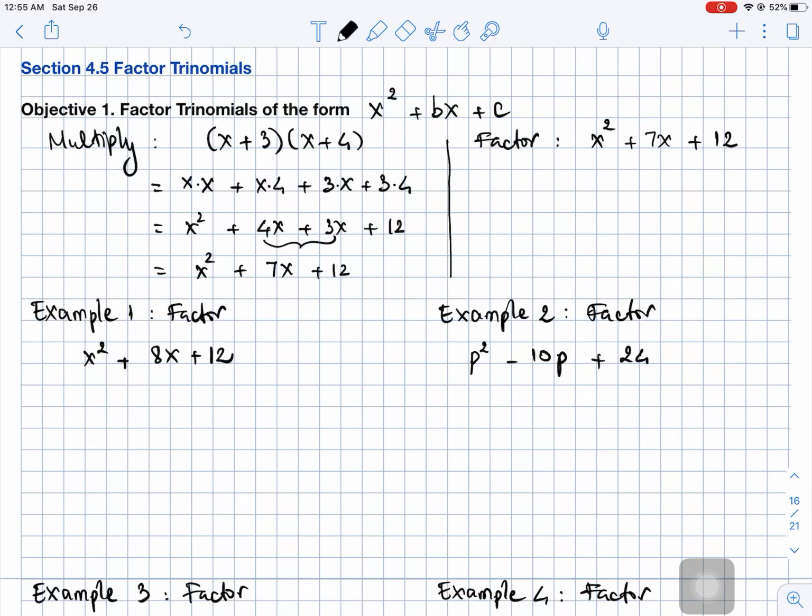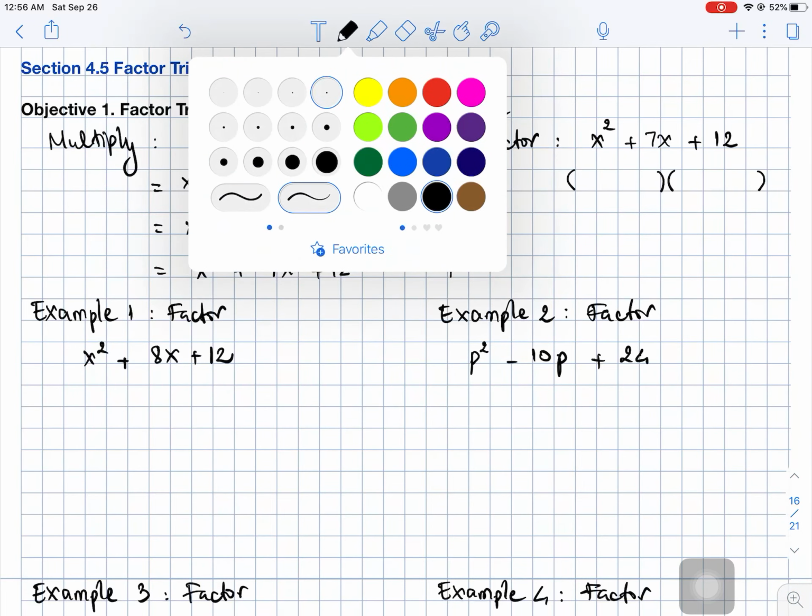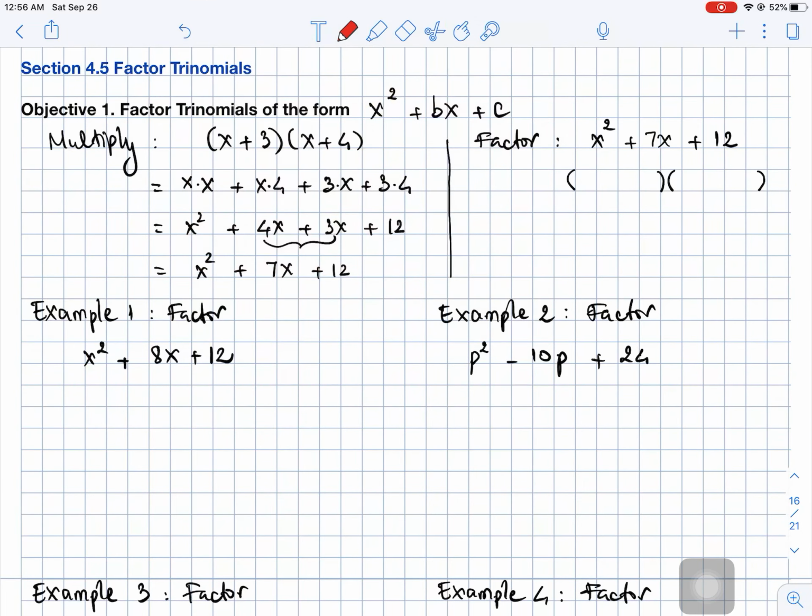In the second example, we want to look at how to factor. If the question asks us to factor x squared plus 7x plus 12, and you already see the answer from the first example, the answer is x plus 3 times x plus 4. So how do we do the opposite direction?